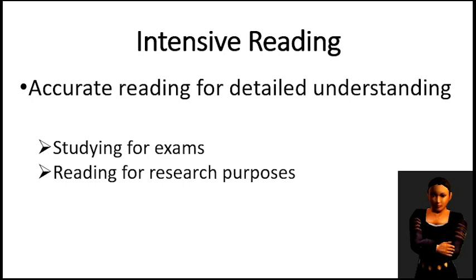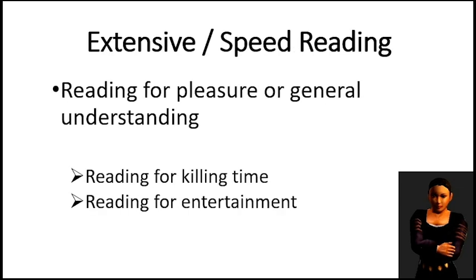Now let's move on to the next one, extensive or speed reading. Extensive reading is basically reading for pleasure or general understanding, like for killing time or for entertainment. For example, you are waiting in a waiting room or somewhere. Usually in such places there will be magazines kept on the tea table, and those magazines are basically kept there for killing time. So you'll be just going through the magazines. You'll not be giving the full concentration that you give while you do intensive reading. And the same goes for reading for entertainment.